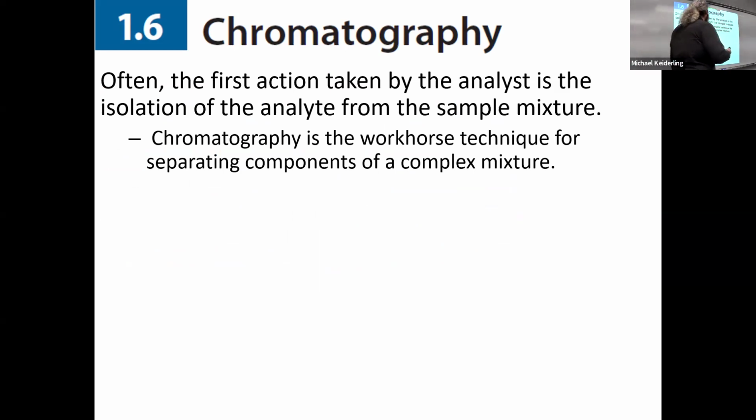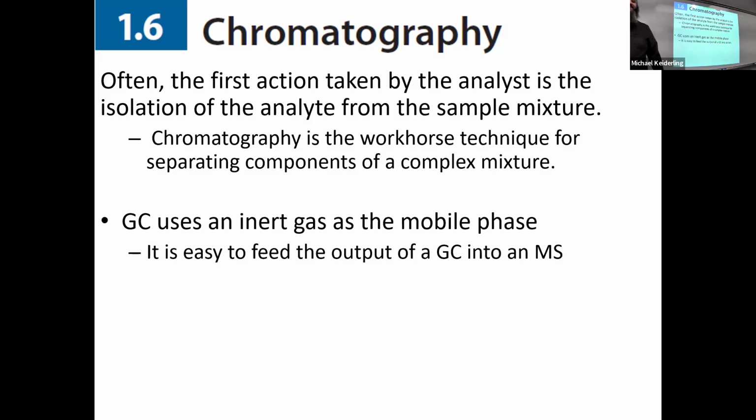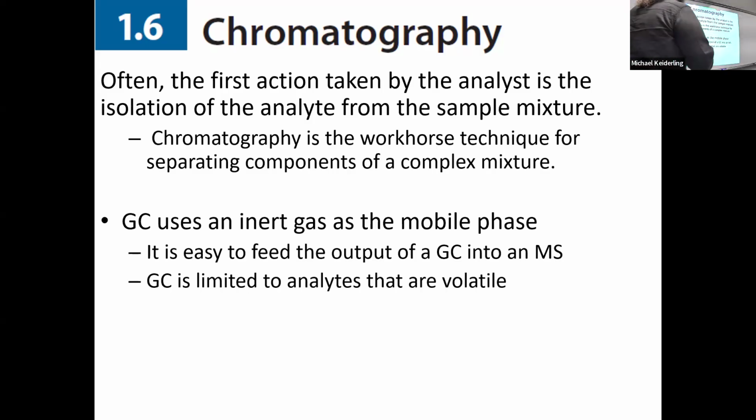This is the primary technique for separating a complex mixture. The type we'll use is gas chromatography. It uses an inert gas as the mobile phase. You have a gas, helium, flowing through a system, through a capillary tube that's lined with a certain material. And it makes it very easy to feed the output of a gas chromatograph into a mass spec or some other detector. It's limited to analytes that are volatile, but a lot of what people are interested in is volatile.